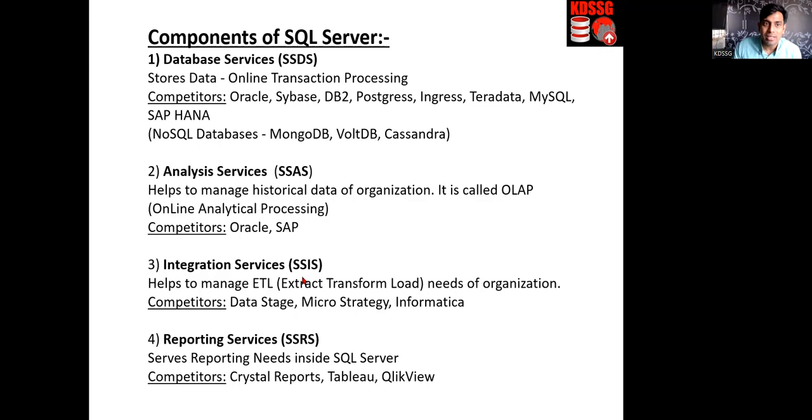Analysis services, SSIS, SSRS, all these three are called business tools. And there is a name for these products all put together: business intelligence tools. It's called MSBI, Microsoft Business Intelligence. These three products are called MSBI.